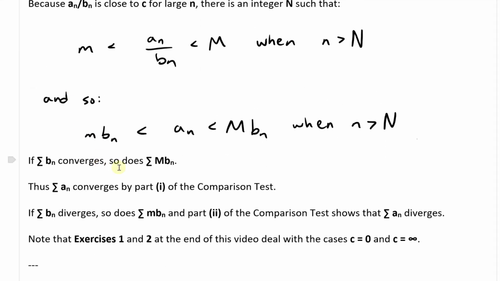And now what we can do is apply the comparison test, the non-limit comparison test. So if the series b_n converges, so does this, because this is just a constant times b_n. So thus a_n converges, by part 1 of the comparison test, because we are comparing it with a constant times this b_n, which converges whenever n is greater than capital N. Then the series a_n is convergent.